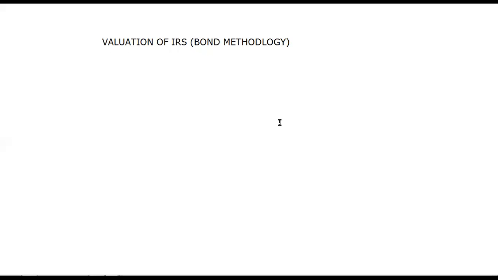Hello all. I'm just going to run people interested through an example of how to value an interest rate swap using a bond methodology. There are two ways we can value an IRS, and this is particularly relevant for people pursuing FRM. One is using a bond method and the other is using a forward rate method.